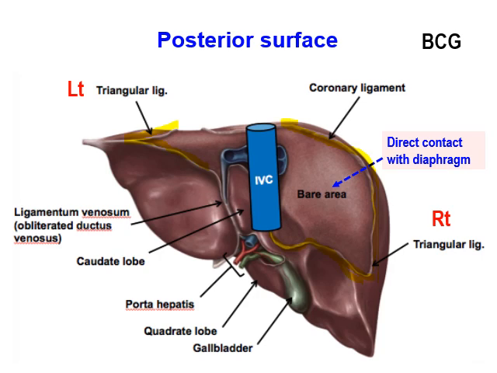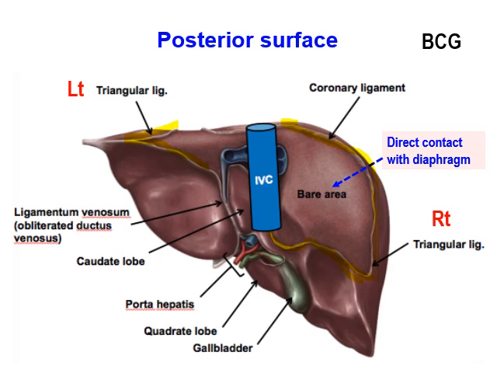We can see also how the triangular ligaments form. On the left side, this is the anterior layer of the left triangular ligament, and this is the posterior layer of the left triangular ligament. They fuse together to form the left triangular ligament.